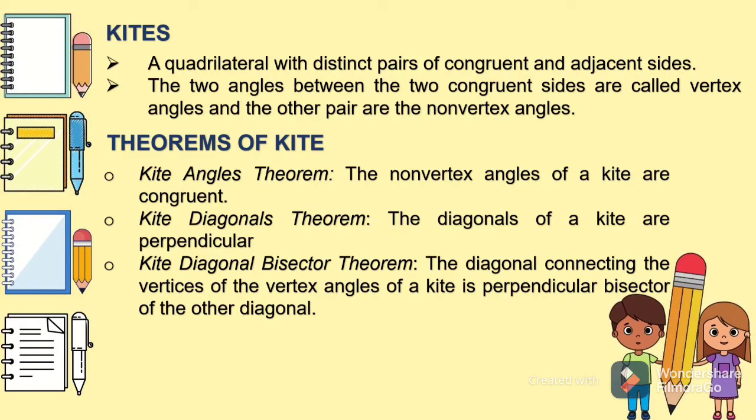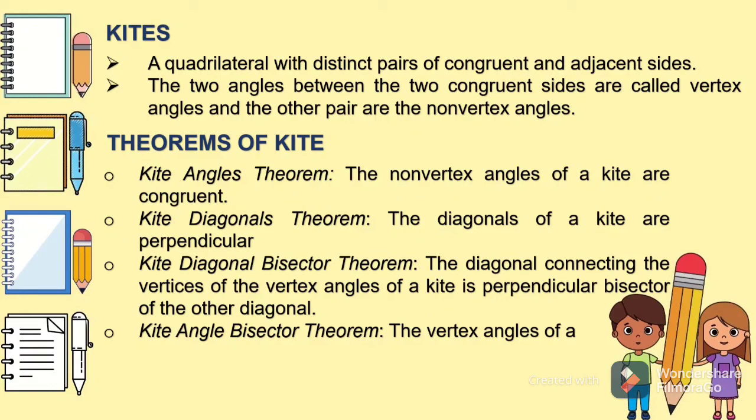Kite diagonal bisector theorem: the diagonal connecting the vertices of the vertex angles of a kite is the perpendicular bisector of the other diagonal. Kite angle bisector theorem: the vertex angles of a kite are bisected by its diagonal.